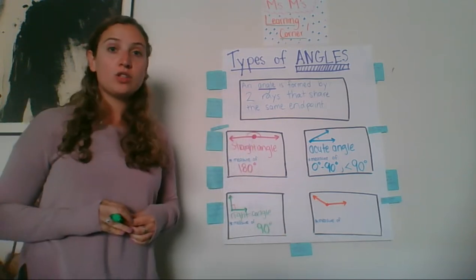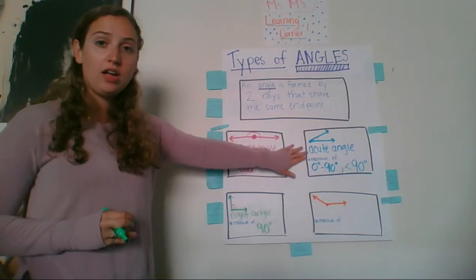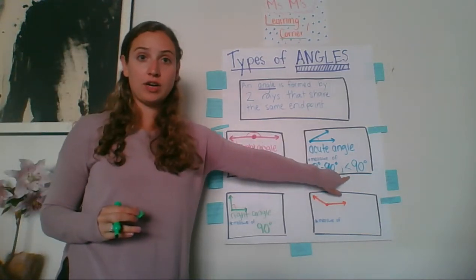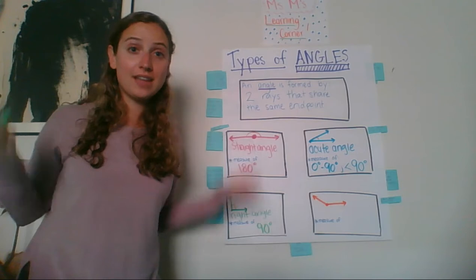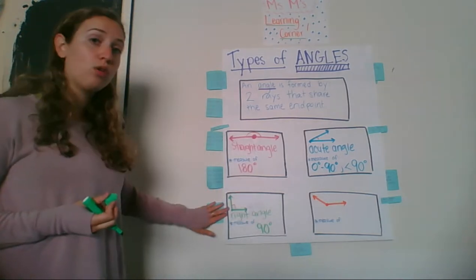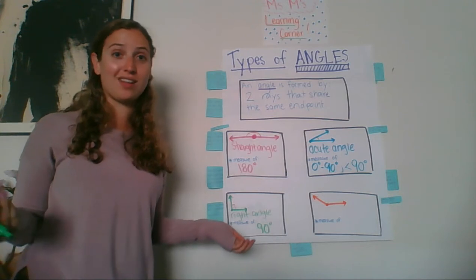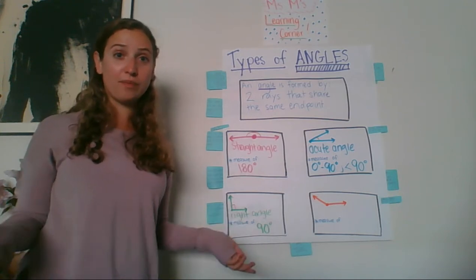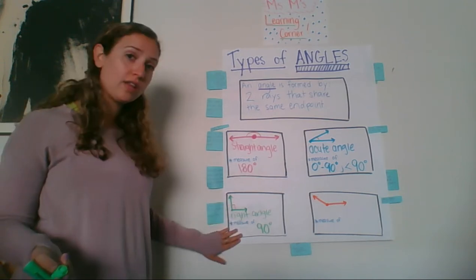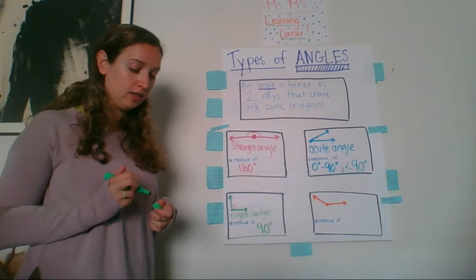Okay? So that's why when we talk about our acute angle, it has to be less than 90 degrees. Because if an angle is exactly 90 degrees, that's what we call a right angle. One shape that you might know that has a lot of right angles is a square. All right? So that is what a right angle is.